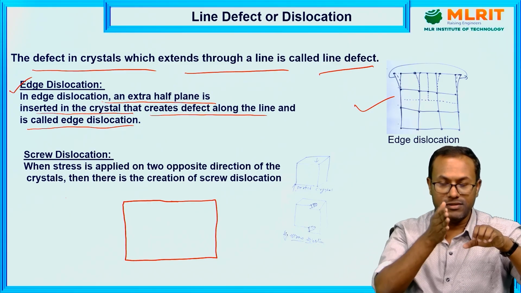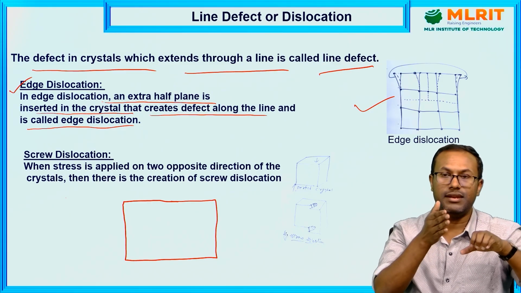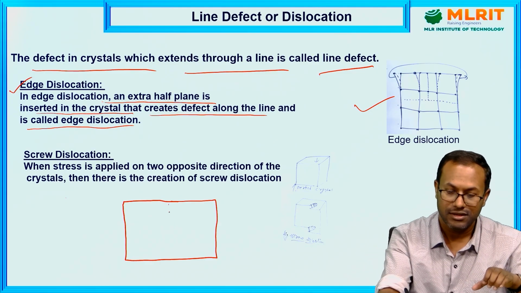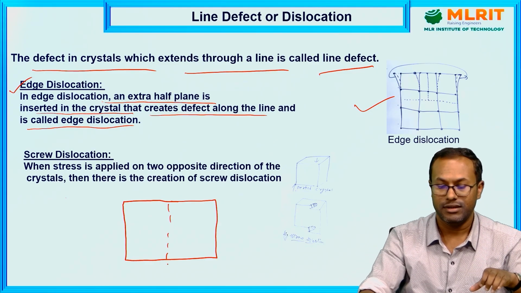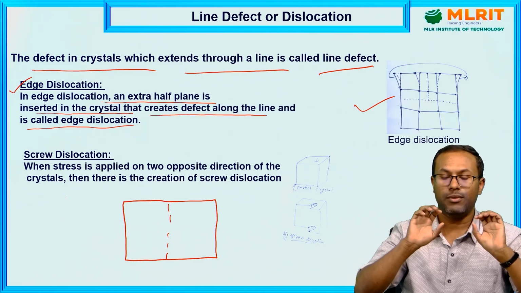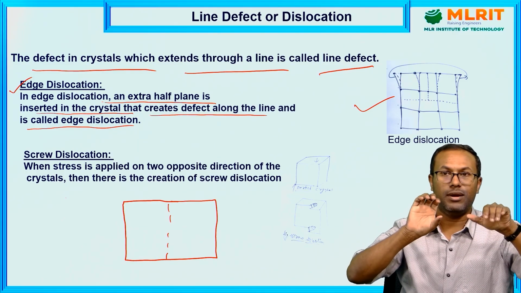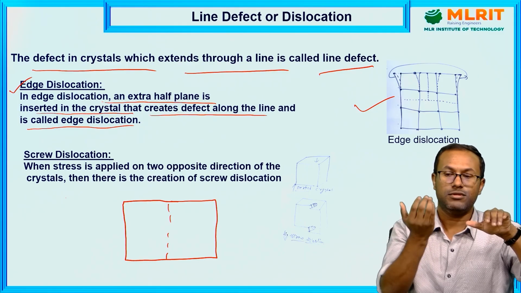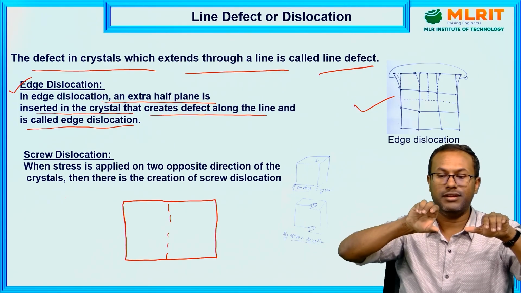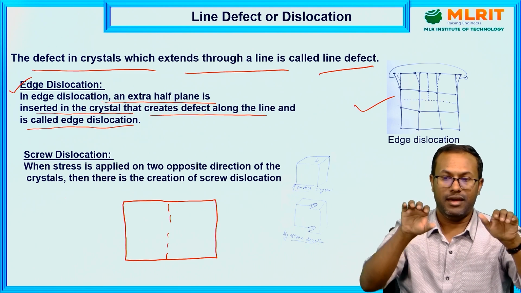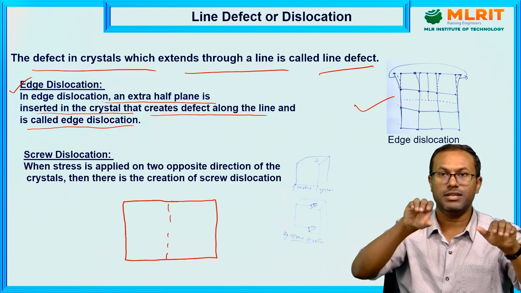In the middle of this plane, along this line, the atoms sitting along this line are dislocated. It is called screw dislocation. Why is it called screw? Because you are applying a force in one direction, and in another place you are applying a force in another direction. Applying one force clockwise, another anti-clockwise.